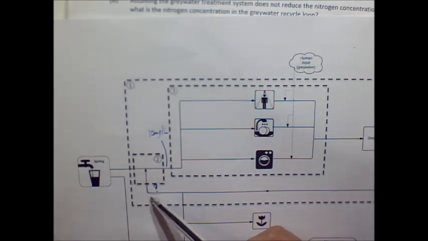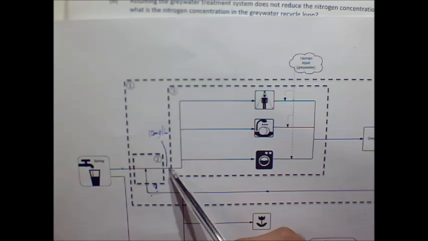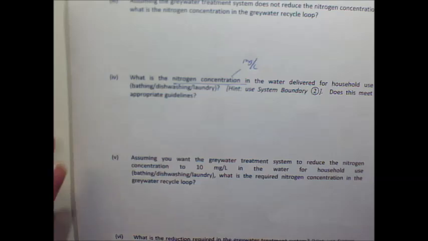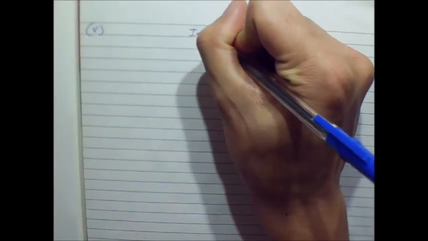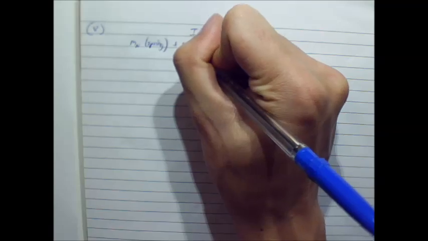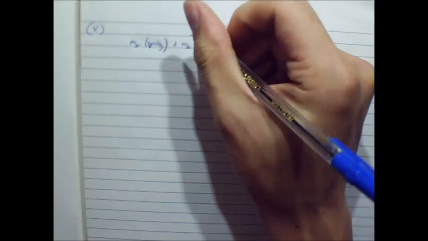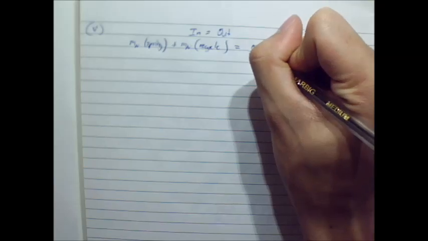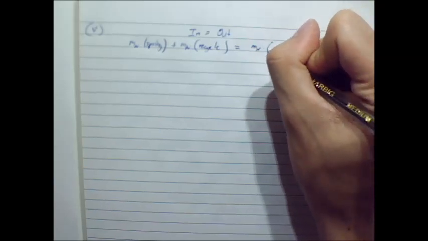And we know everything about this stream. We know stuff about this stream as well. So we can calculate for this bit right here. So going to the calculation, I'm going to go to my input is equal to output. The streams I have going in, I've got my spring water, I've got my recycle, and that's going to give me mass flow rate into the house.